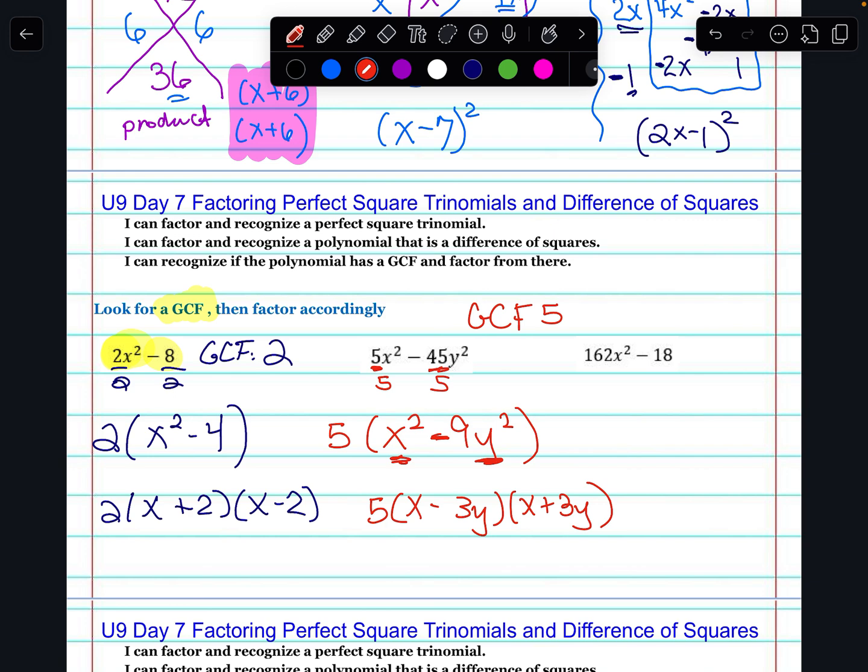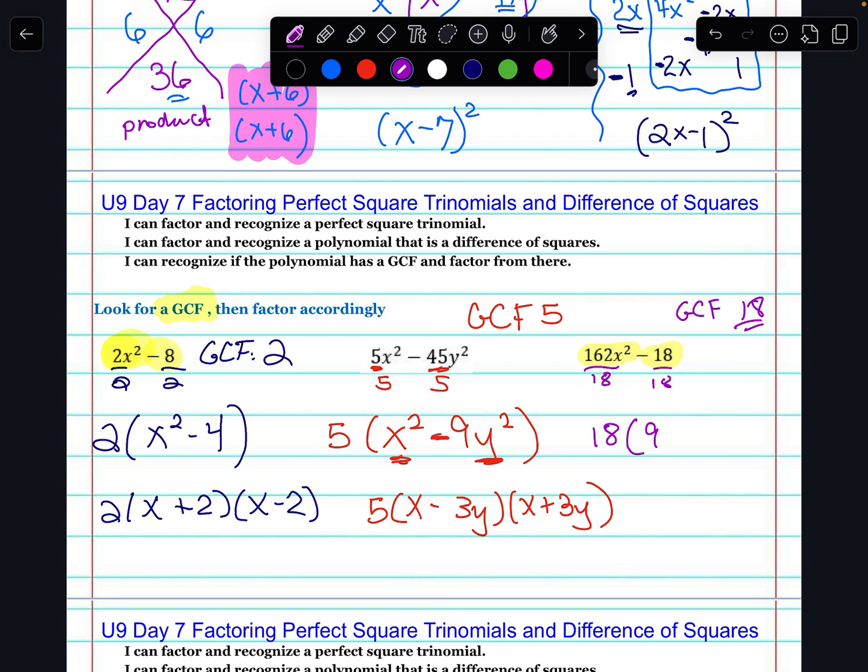And the last one, the GCF here, if you don't know, like I'm looking at 162, and I don't know what goes into 162, but I'm thinking that maybe that 18 does. So I checked that in my calculator, and I did 162 divided by 18, and sure enough, it equals 9. So 18 will be the GCF, and I'll divide each term by 18.